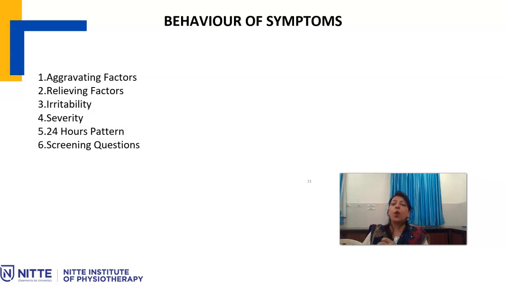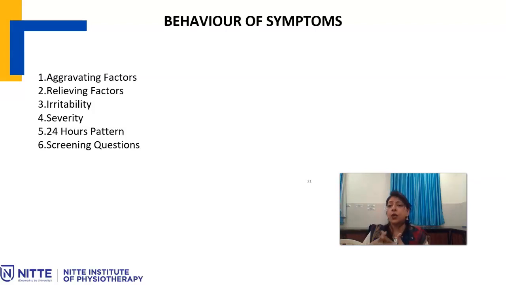Next is behavior of symptoms. Behavior means how the patient's pain behaves, whatever he's doing, whatever he's performing, whether there is any change in the symptoms. Those are known as behavior of symptoms. So the first is aggravating factors, which means what are those movements where the patient's pain increases, what aggravates the patient's pain.